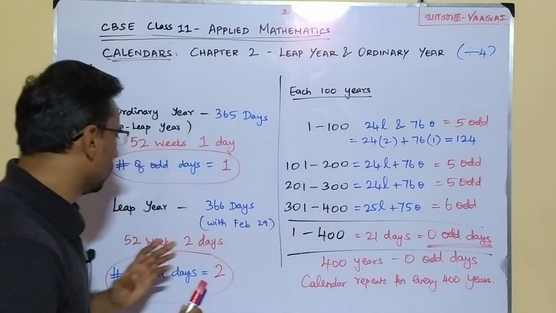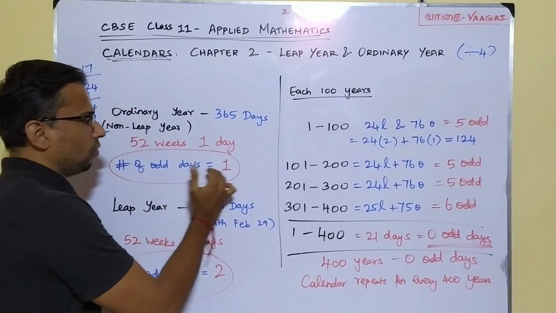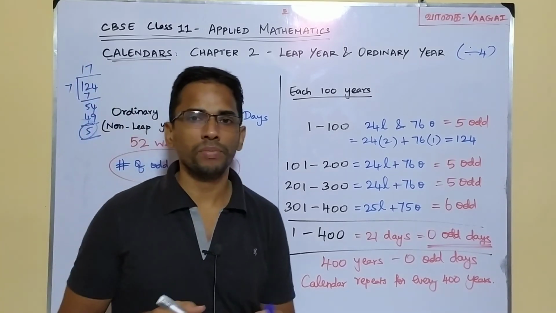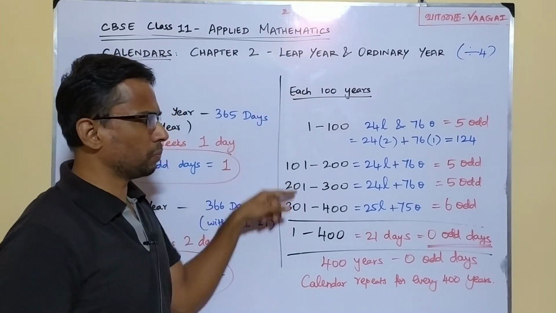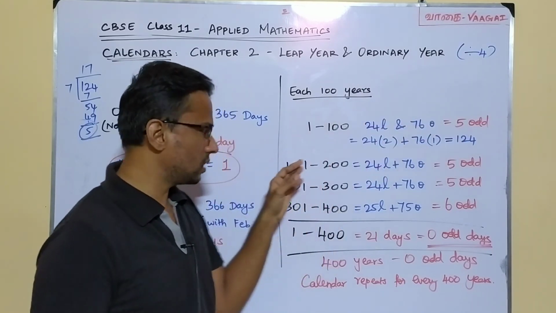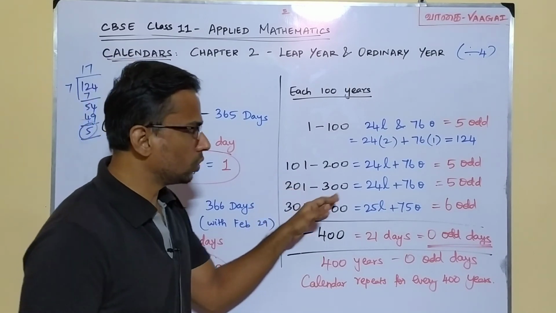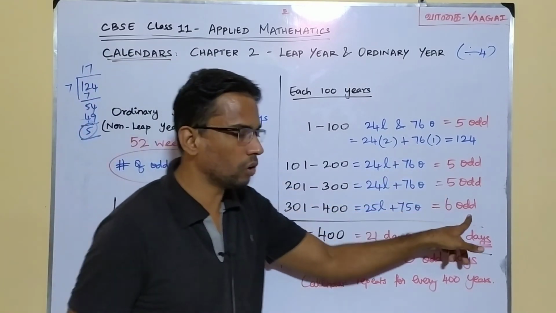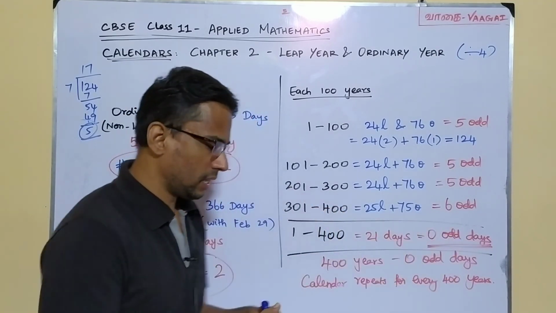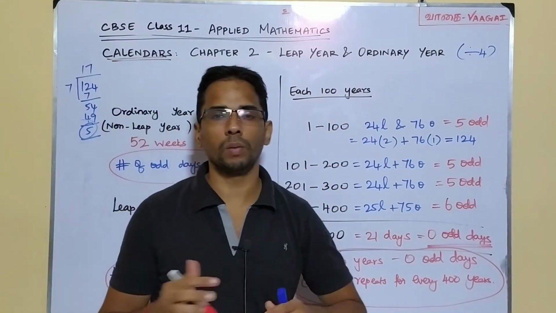So this part you are clearly learning other three things. What are the other three things? For an ordinary year, the number of odd days is going to be 1, and for a leap year, the number of odd days is going to be 2. And the next thing is some subsequent things you are coming to learn here. For the first 100 years, you have 5 odd days. The second 100 years, 101 to 200, 5 odd days. 201 to 300, 5 odd days. But 301 to 400, you have got 6 odd days, and that together makes 400 years. You have 0 odd days. And the calendar is going to repeat for every 400 years, okay? So these are very strong points you have to remember.